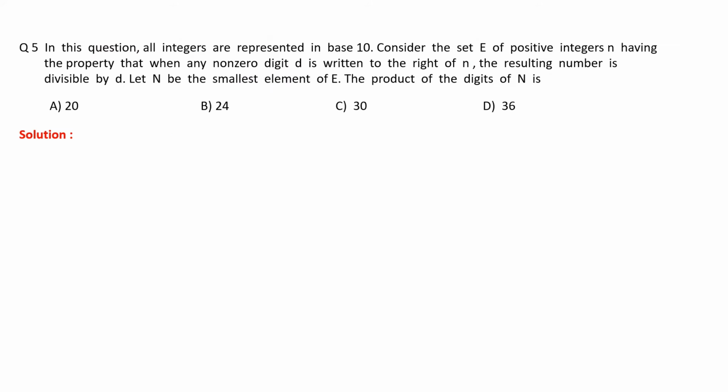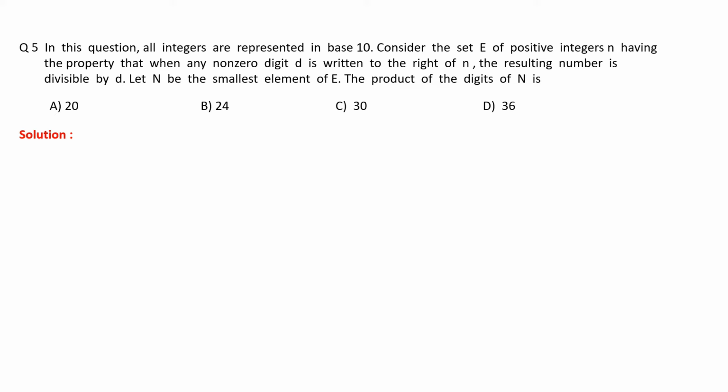Now in this question, all integers are represented in base 10. Consider the set E of positive integers n having the property that when any non-zero digit d is written to the right of n, the resulting number is divisible by d. Let capital N be the smallest element of E. The product of the digits of N is?